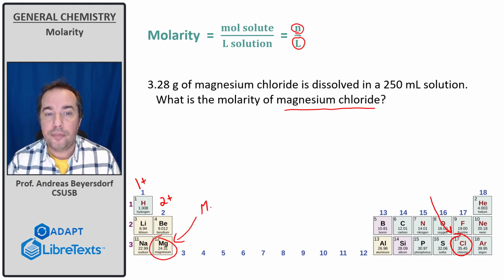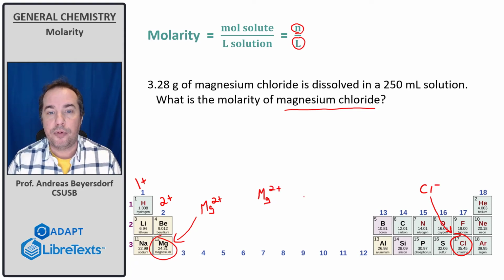The magnesium will be 2+. The chlorine will be Cl-. These are based on the groups they're in on the periodic table. And so if we want to know what compound they're going to form, MgCl2. This is our magnesium chloride.